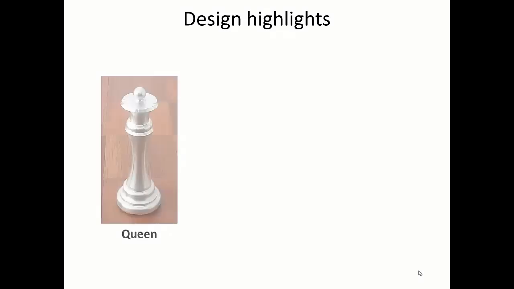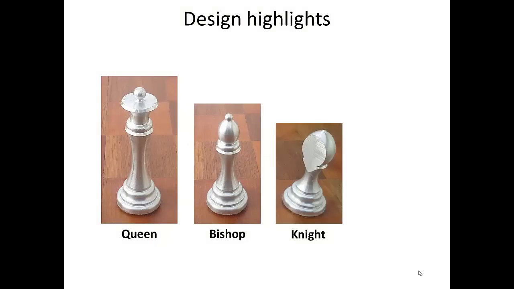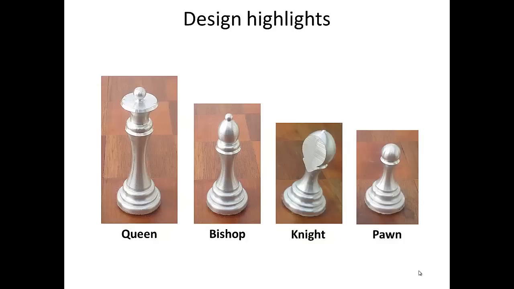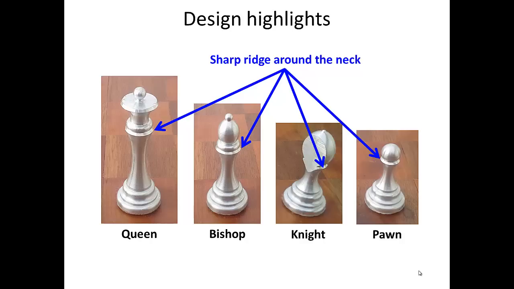Before discussing how these were designed in a CAD system, I will highlight a few of the pieces. Here is the Queen, which was my favorite piece to design. She turned out absolutely beautiful. Here's the Bishop, which looks very traditional, the Knight, and a Pawn. The base of each piece is identical, giving the entire set a consistent look. Each piece also has a sharp ridge around the neck, portraying a prideful, turned-up collar that you might expect from aristocracy.